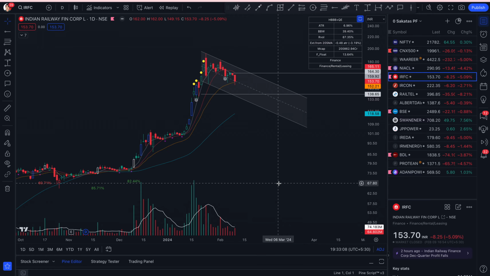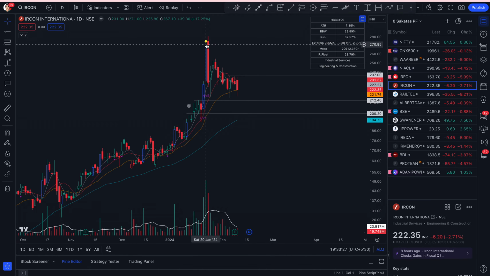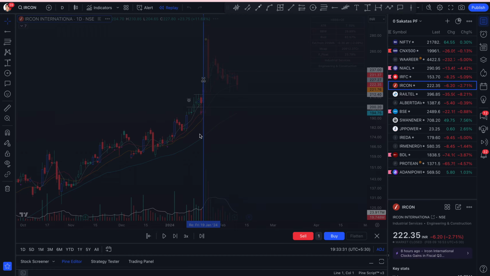Now another way to express this extendedness is to convert this distance of price away from a key moving average into a multiple of ATR. So for example, let's take an IRCON example. IRCON on this day was overextended. So let's see what happened on this day.